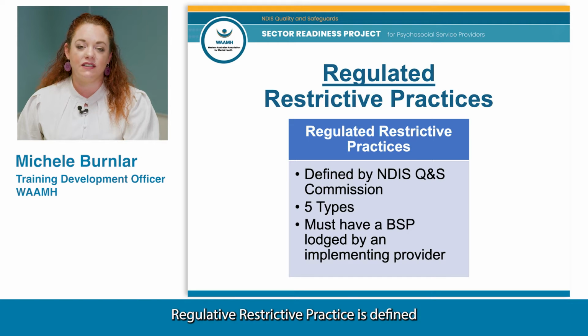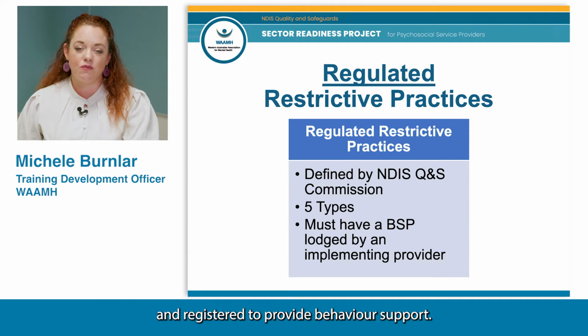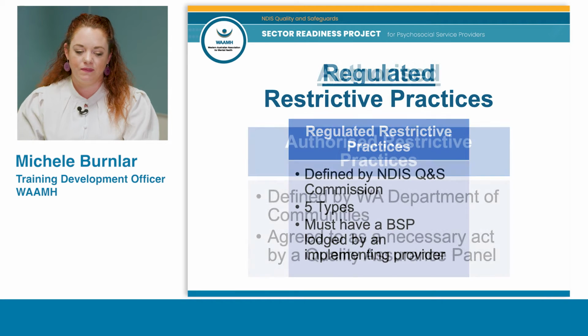Regulated restrictive practice is defined by the NDIS Quality and Safeguarding Commission. There are 5 types, as mentioned previously, and there must be a behaviour support plan lodged by an implementing provider. That means that the provider must be a registered provider and registered to provide behaviour support. It is a national legislation, and so this is the same law that applies all across Australia.